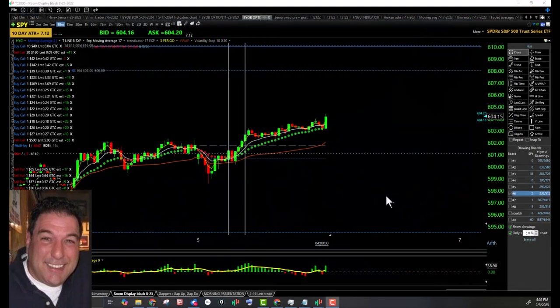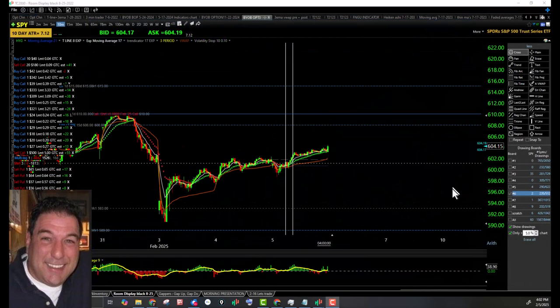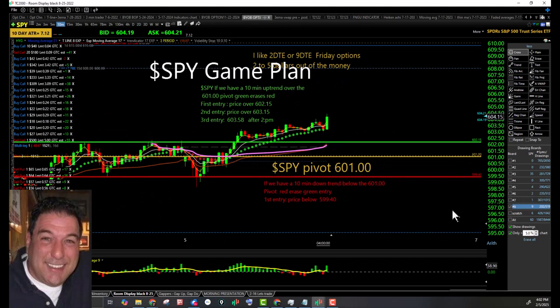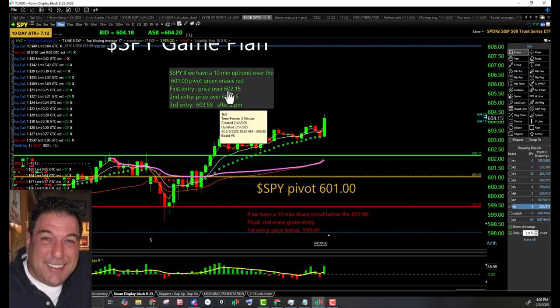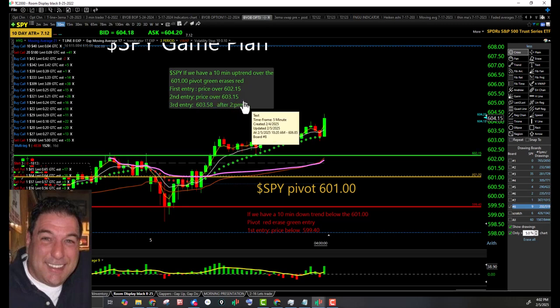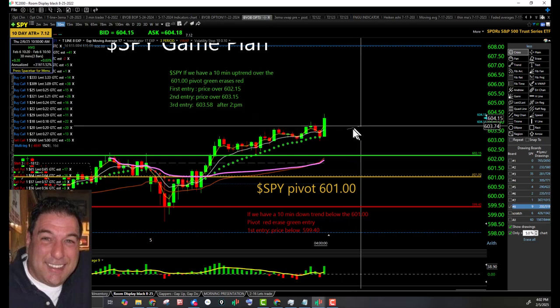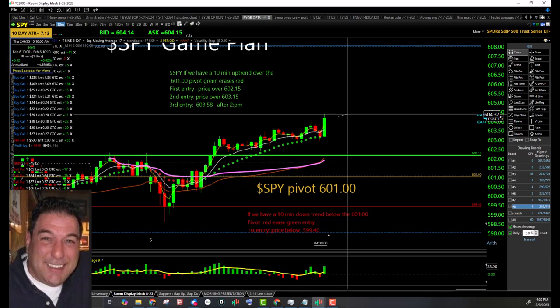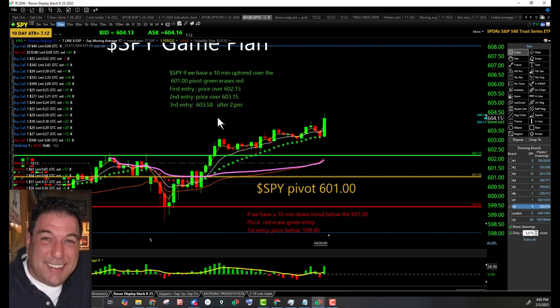All right, we had three or four entries today. Let me just see if I can find it. Right here, we had our first entry, price over 602.15. We actually had a 10-minute uptrend right through here, bullish engulfing. You got the bear sandwich right there on the 10-minute chart. First one over 602.15, second one over 603.15, third one over 603.58. All three gave you a higher high up here, and you had a chance to sell into those.